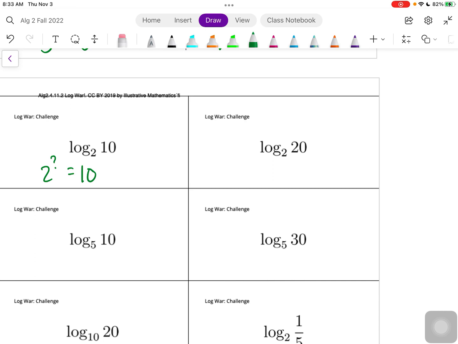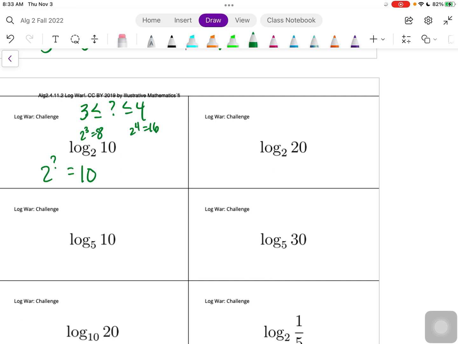We do know that it has to be between 3 and 4. So 3 is less than question mark, which is less than 4, because 2 to the third is 8, which is less than 10. And 2 to the fourth is 16, which is greater than 10. And it's going to be a little closer to 3 than it is to 4. So we'll just hold off on that one as far as comparing values.